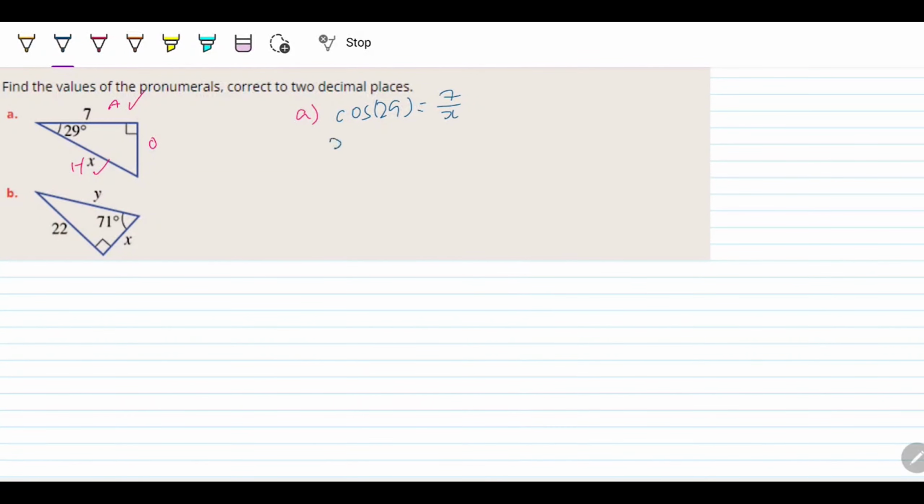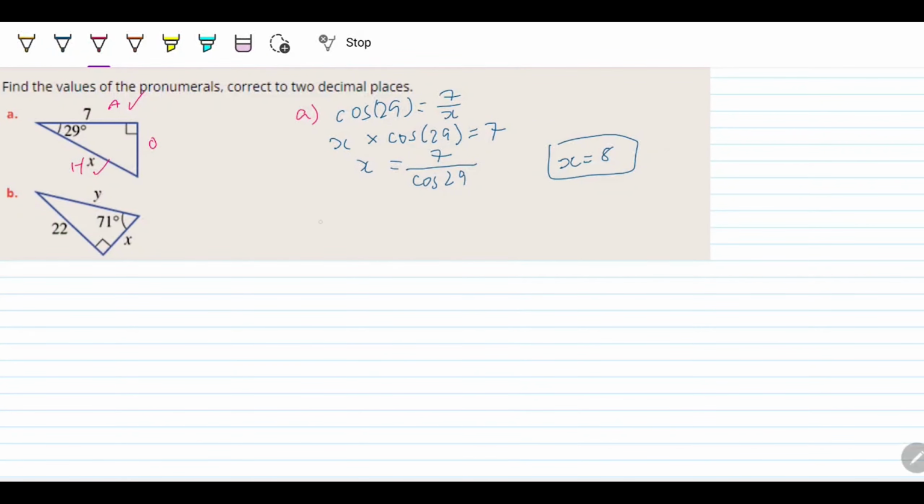Multiply the x to the other side, and this becomes x multiplied by cos 29 equals 7. Then just move the cos 29 to the other side. So we should divide it. That becomes x equals 7 divided by cos 29. So if you put this into your calculator, you should get an answer of 8. x equals 8.